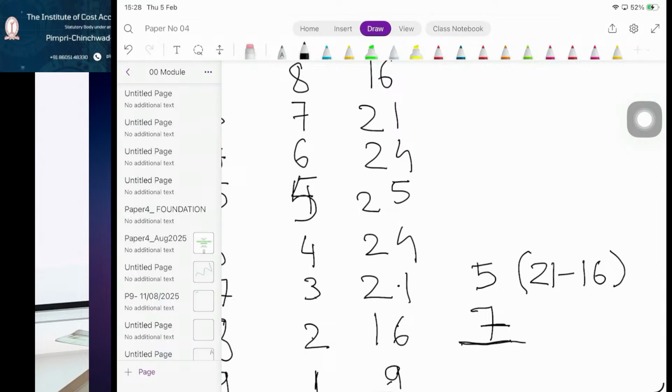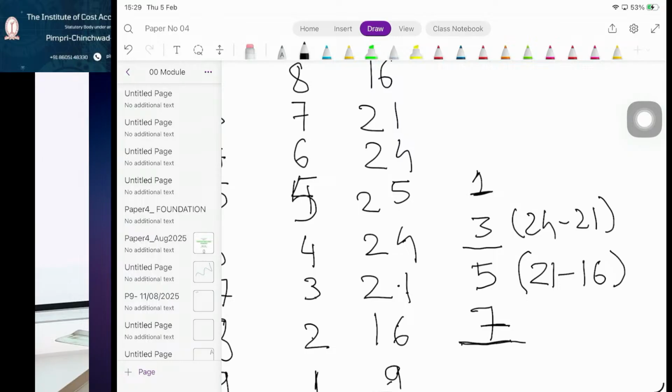The next entry, what will it be? From 3 to 4, revenue has gone up from 21 to 24. So it will be 3, 24 minus 21. What would be the next one? 1. Very good. Now is the tricky part.